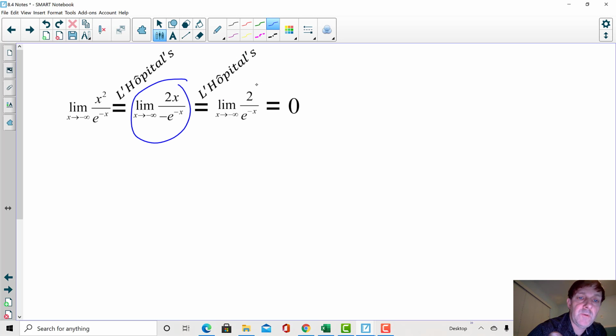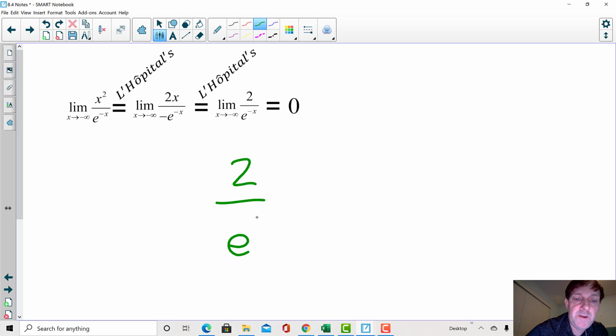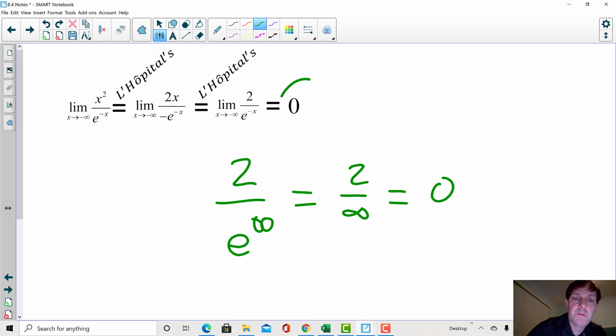This limit is going to equal this limit according to L'Hopital's rule. The derivative of 2x is 2, and the derivative of the bottom is just going to be e to the negative x. Now this is just a plug-in limit. If you plug in negative infinity, you're going to get 2 over e to the infinity. So that's like 2 over infinity. Remember, a constant divided by infinity is just going to equal 0.